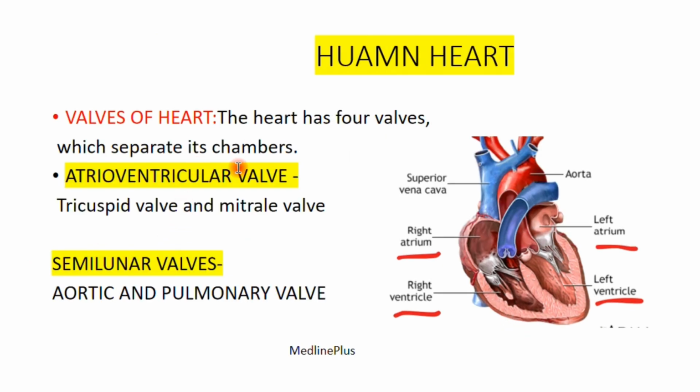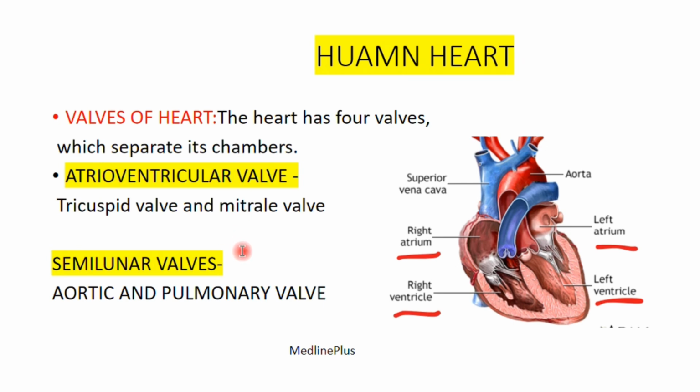The heart valves are like doors between heart chambers. They open and close to allow blood flow in one direction. There are two types of valves called atrioventricular valves and semilunar valves.